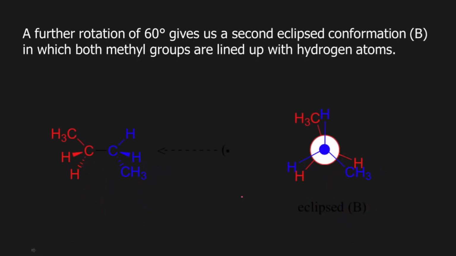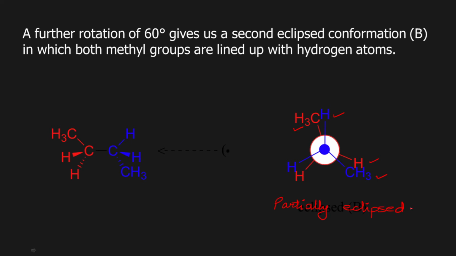So let's look at the middle conformations which we have. Now we are rotating it further by 60 degrees. In this conformation, you can see that hydrogen and methyl group are in line with each other. So this is known as partially eclipsed form. This is called partially eclipsed.